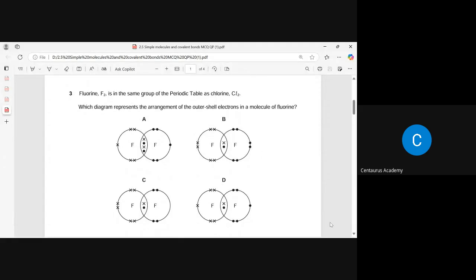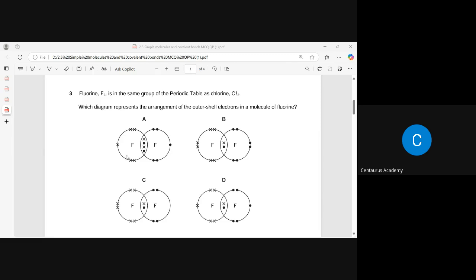Okay, then the next question says fluorine is in the same group of the periodic table as chlorine. Which diagram represents the arrangement of the outer shell electrons in a molecule of fluorine? Yes, B is the correct answer. Good. B is the correct answer.